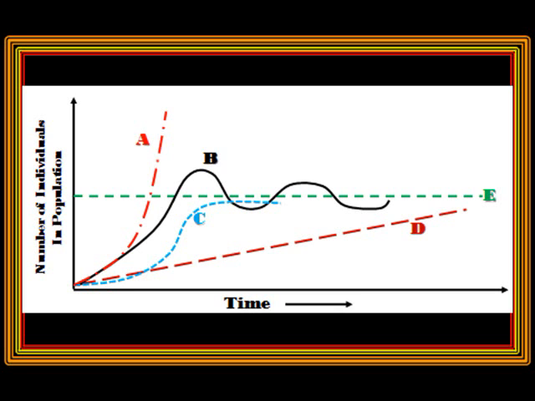D would be arithmetic growth, which is just you're adding 5 members to the population every year, or every hour, or something like that, depending on what species you're looking at. And finally, E is the carrying capacity. You'll notice both lines B and C, which are dynamic equilibrium and logistic growth, have slower growth rates as you approach E, the carrying capacity, which is the best way to identify the carrying capacity.